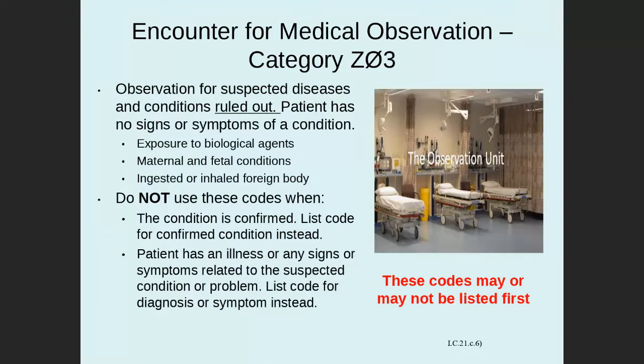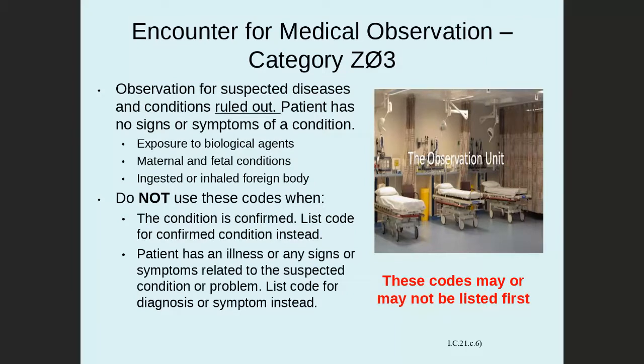Encounter for medical observation codes are category Z03. These are used for observation of suspected disease and conditions, but the condition after observation is ruled out. The physician says, we thought they might have this, but they don't. In this case, the patient is put into observation even though they have no signs or symptoms of a condition. Why would they do that? Well, exposure to biological agents, maternal and fetal conditions, or ingested or inhaled foreign body. These are some of the subcategories in Z03.